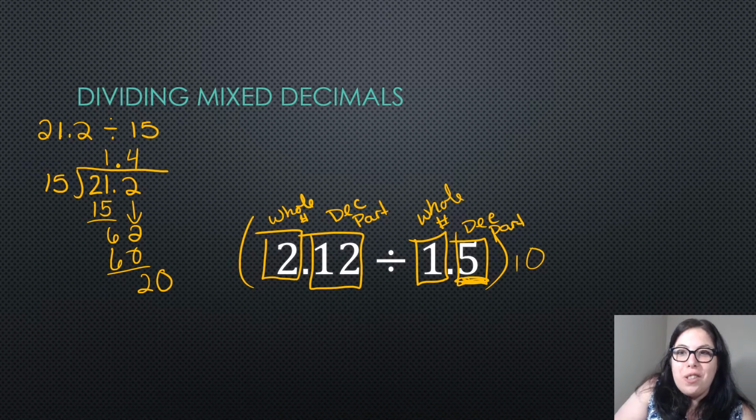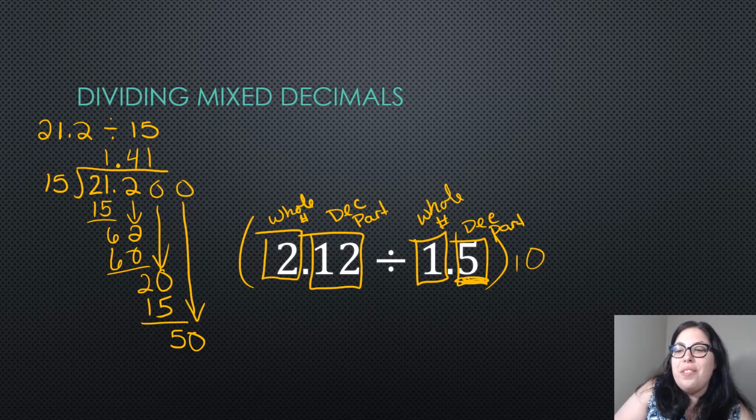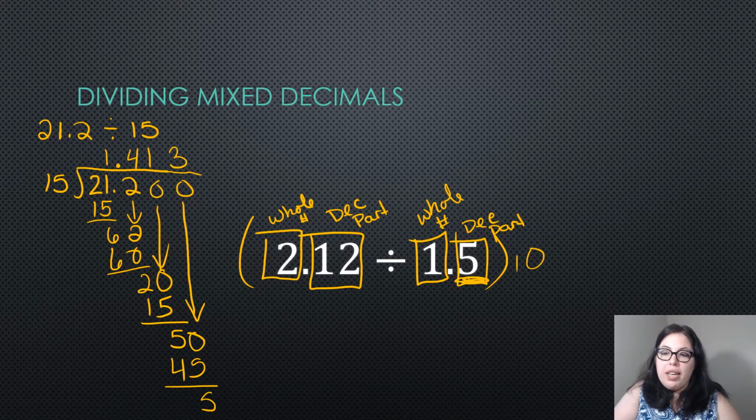So 15 goes into 21 one time. I can drop down another 0, as many zeros as I want. I can put at the end of this. It doesn't change anything. So 15 goes into 50. Let's see here. We can do 3 times because that would be 45. And look, it's gonna keep coming out 50.